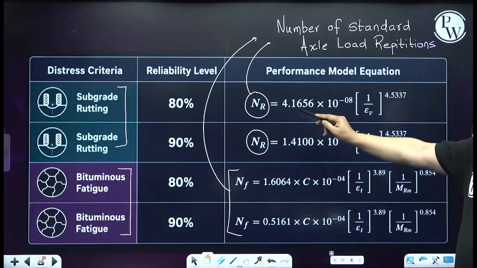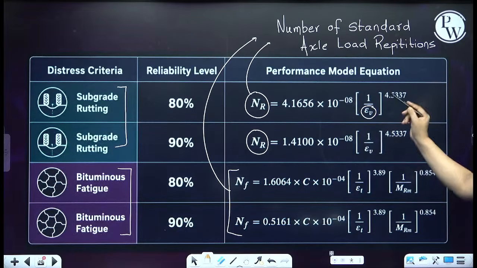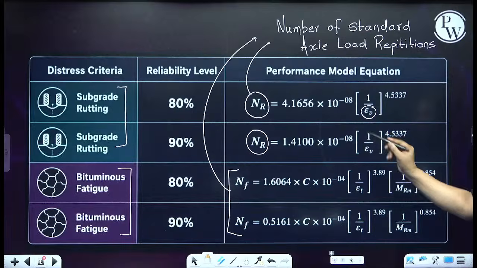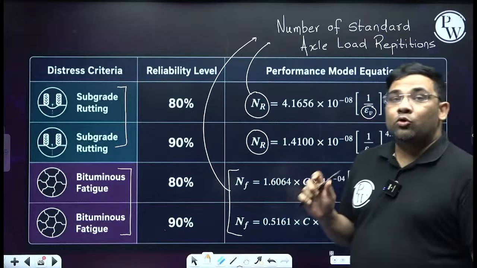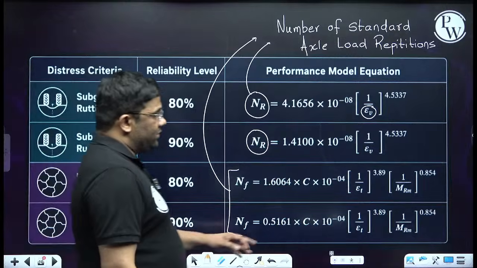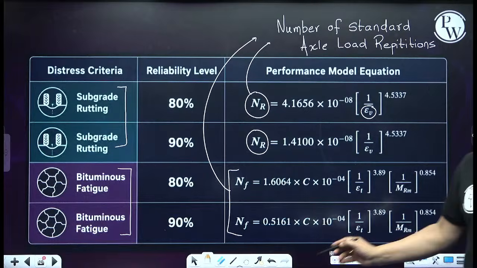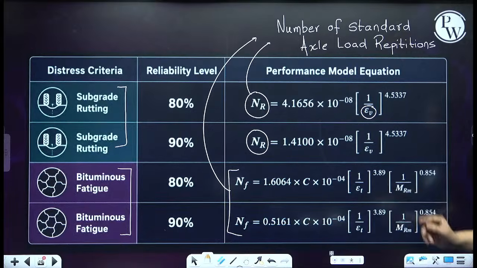Now you can see that this number of standard axle load repetitions is related here to the vertical strain, because rutting happens due to vertical compressive strain. Only some coefficients are different. So this is the equation for rutting, and this is the equation for fatigue cracking for different reliability levels. Here there is a term MRM, the resilient modulus of the bituminous layer, and epsilon T is the horizontal tensile strain, because fatigue cracking happens due to this horizontal tensile strain.